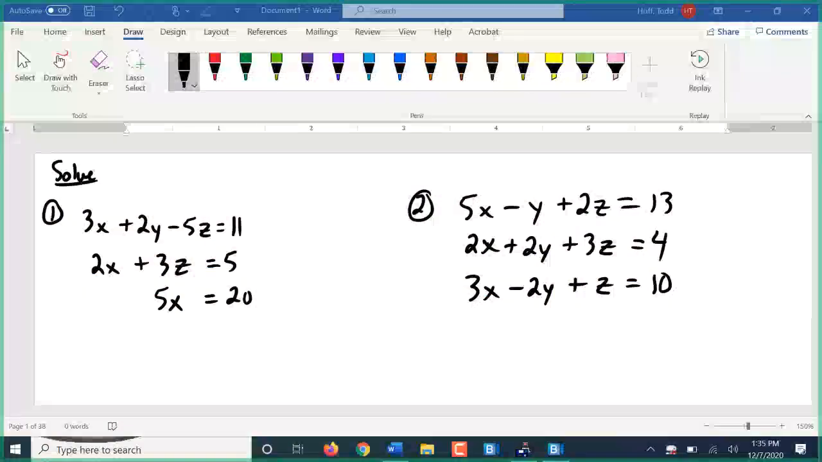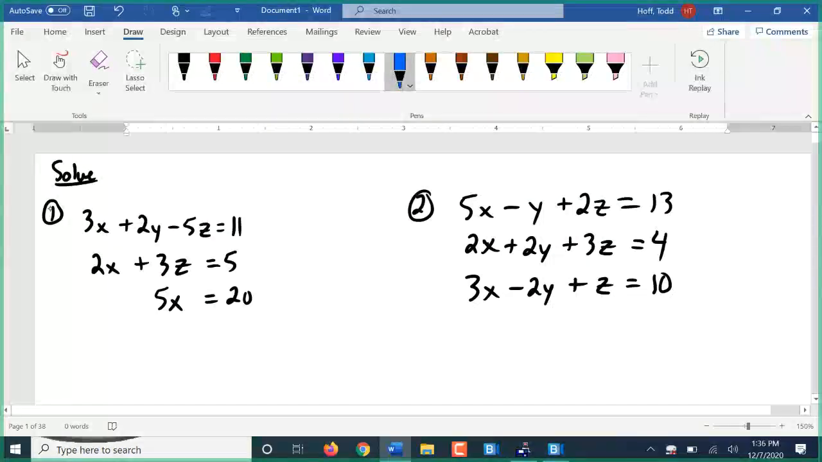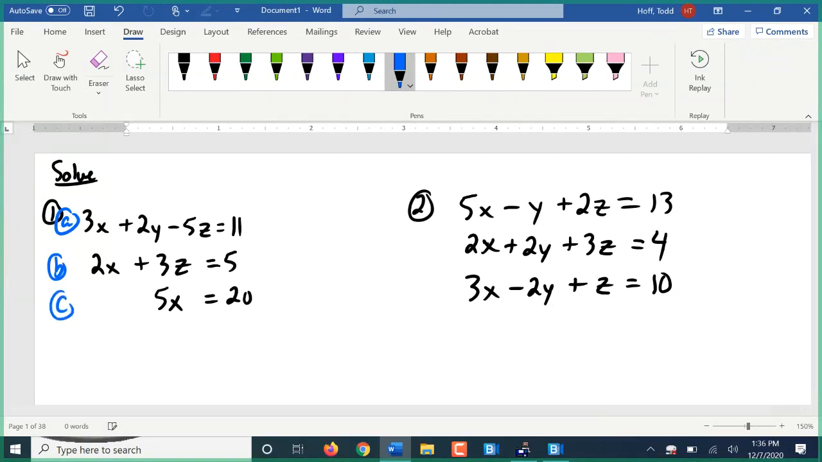So the first one here is set up to make it really easy to solve using substitution. So I'm still going to label them equations A, B, and C. But as we look at this, we find that equation C is just one variable, 5x equals 20. So we can very quickly solve that to get x by dividing by 5. X equals 4.